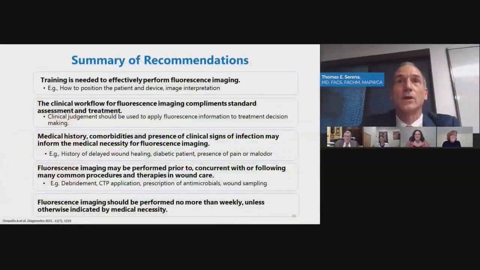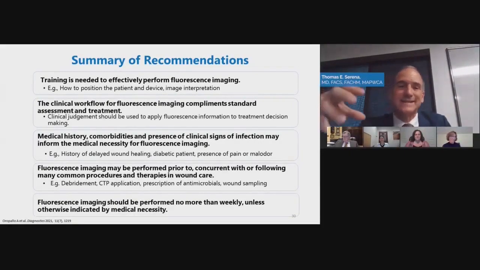So going over a summary of the recommendations thus far, one is everyone agreed that training is needed to effectively perform fluorescence imaging. The clinical workflow for fluorescence imaging complements standard assessment and treatment. As Chuck mentioned earlier, it's part of an addition to your physical examination. We mentioned that the medical history and comorbidities in the presence of clinical signs of infection will help us in deciding when to use fluorescence imaging, such as when the wound's not healing very well.